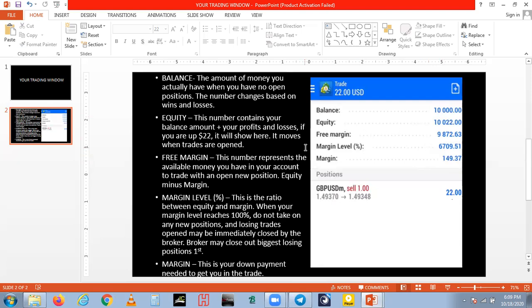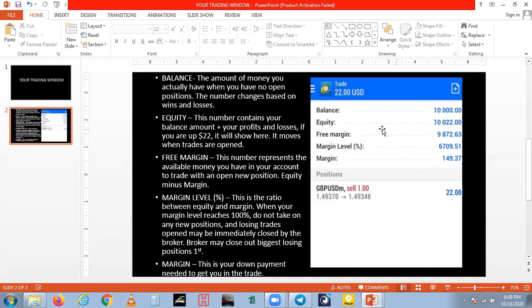So your free margin, that's the next one. Free margin is the number that represents your available money. This number represents the available money you have in your account to trade when an open position is on. So this is the amount of money that is left. This free margin is your equity here minus the margin here. That's what you get. So if you take this $10,022 minus this margin, you're going to get this free margin.